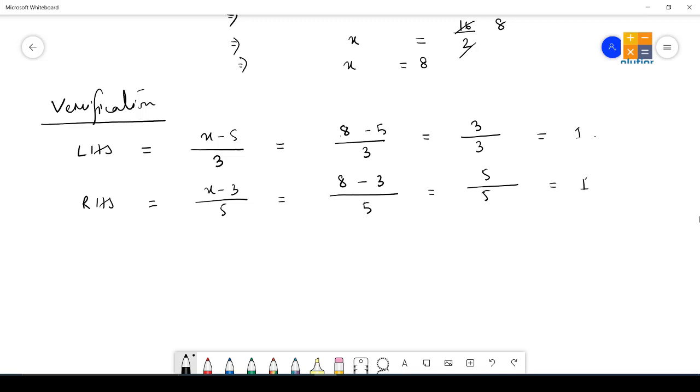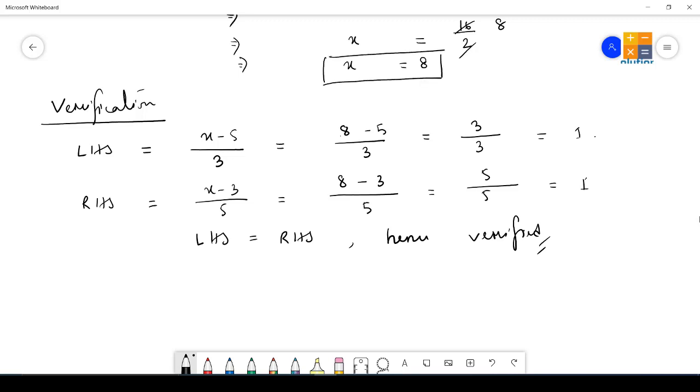So very clearly LHS is equal to RHS. Hence verified, and our conclusion is this one, x is equal to 8. So this is the answer of question number 4.